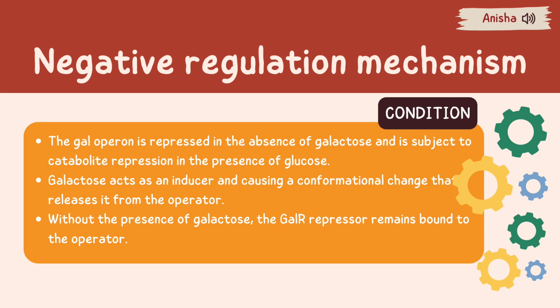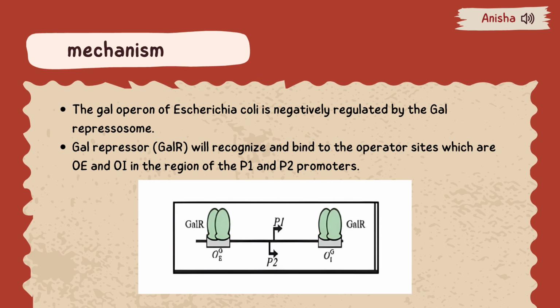Catabolite repression means that when there is a high level of sugar, which is glucose, present in the environment, the expression of the genes in the gal operon is repressed or turned off, even if galactose is present. Galactose acts as an inducer of the gal operon by binding to the GAL-R repressor, causing a conformational change that releases it from the operator. Without the presence of galactose, the GAL-R repressor remains bound to the operator, maintaining the operon in a repressed state. Now, let's go through the mechanism together.